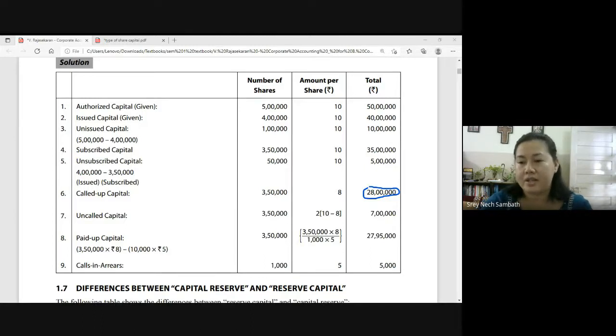So I hope you have seen and understood how the different categories of share and their levels work. When you record it, you have to record it from the first breakdown, okay? The amount of authorized capital first, then compare how much has been issued, how much has been subscribed, and how much is unsubscribed, then how much is called up, and how much is uncalled up, and then how much is paid up, and how much is called in arrear.